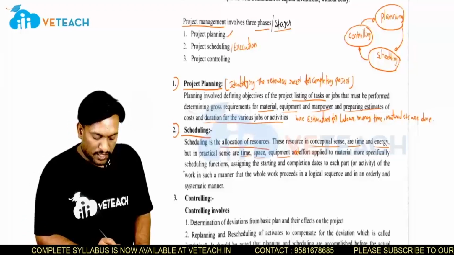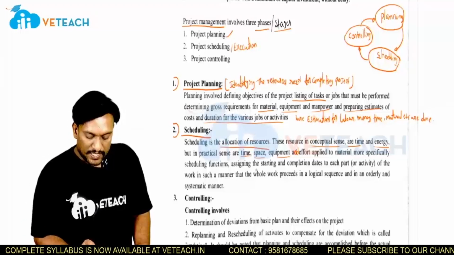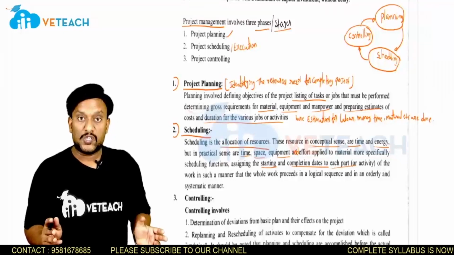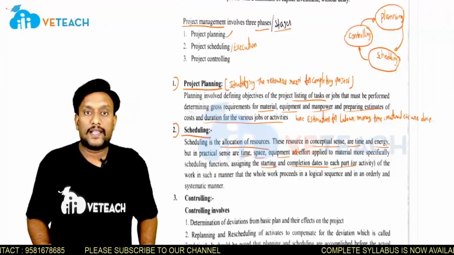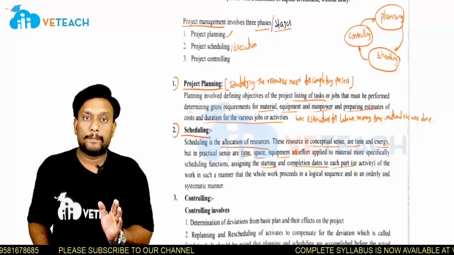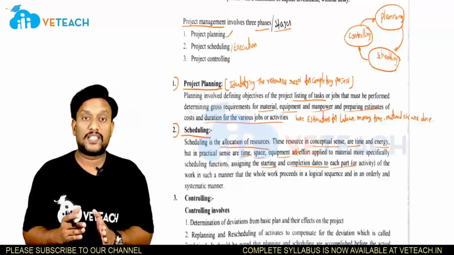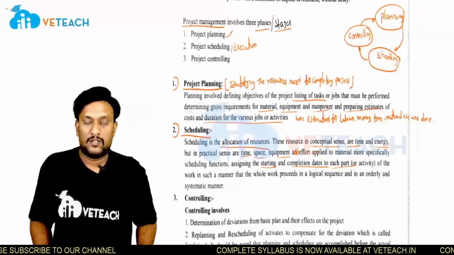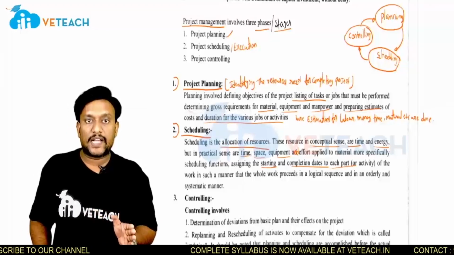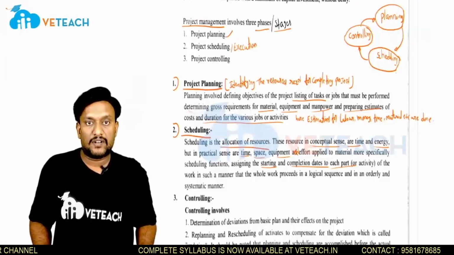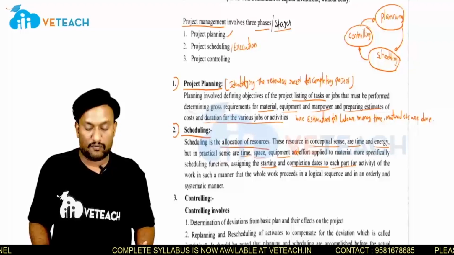Next we look at scheduling functions: assigning the starting and completion dates to each part. In the scheduling process, you have to assign the starting time, finishing time, and the duration for each activity. So the beginning and ending of activities are specified in the scheduling time. Accordingly, you have to look at whether the work is progressing or not.